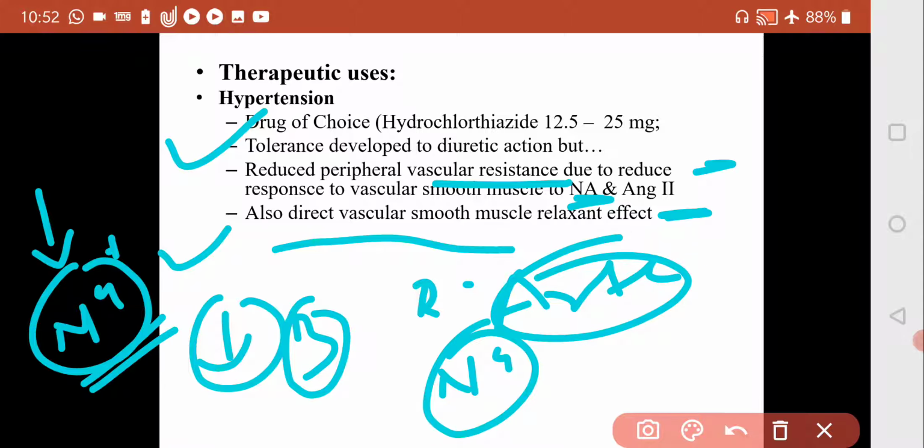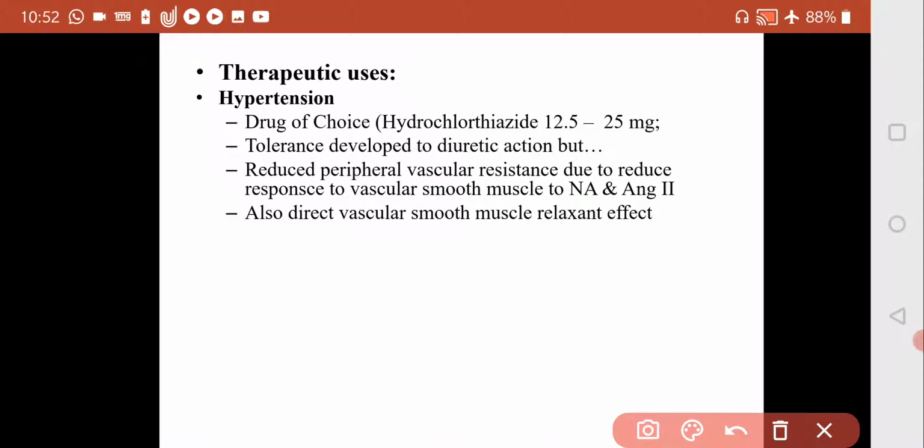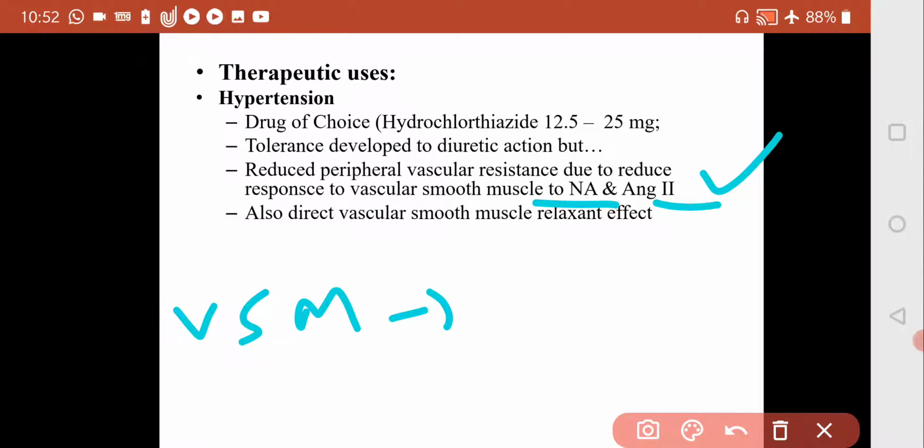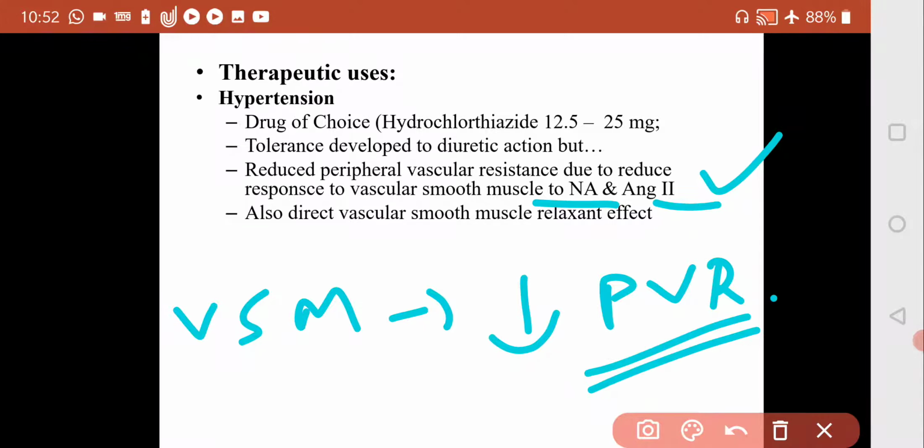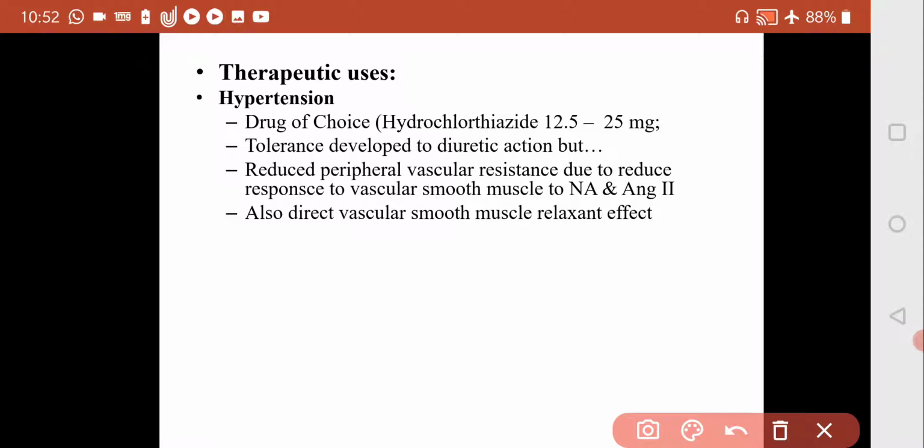So this vascular smooth muscle, which previously gave a greater response to noradrenaline and angiotensin, is now not responsive. So there is a decrease in the peripheral vascular resistance due to these thiazide diuretics, and also some vascular smooth muscle relaxant effect. So it is useful in hypertension.